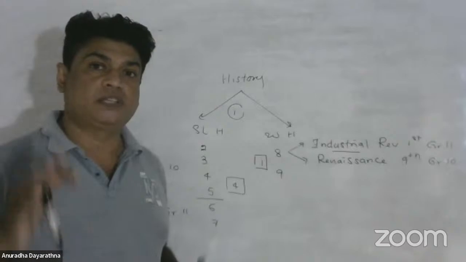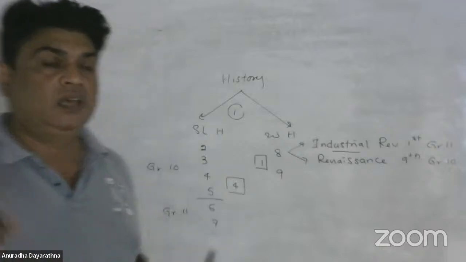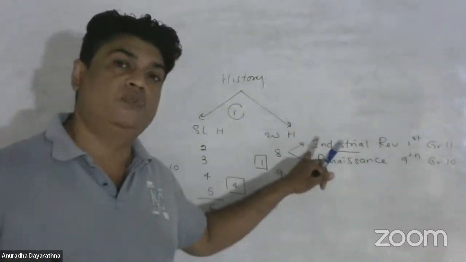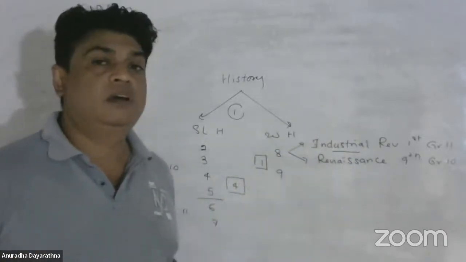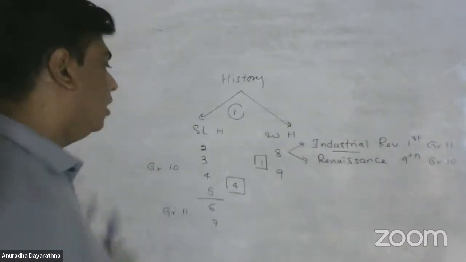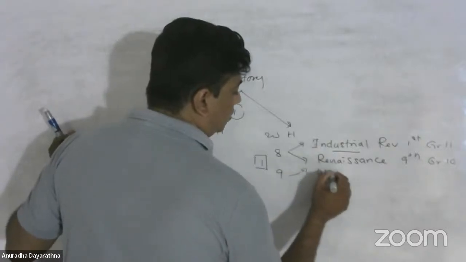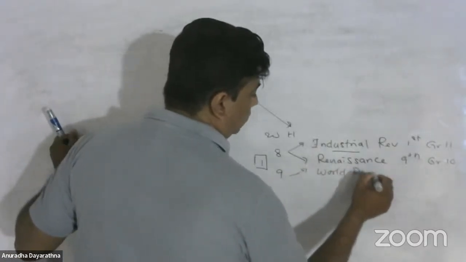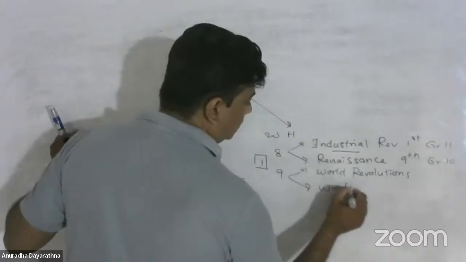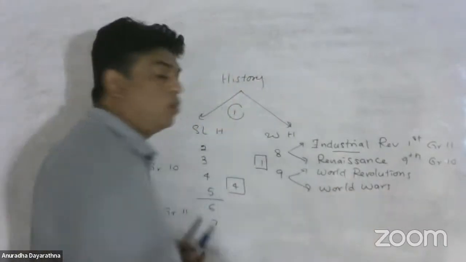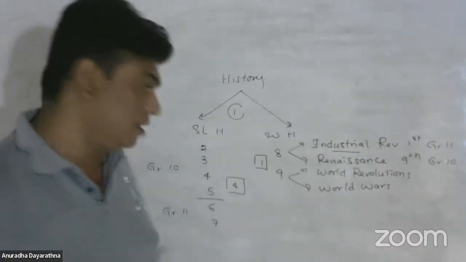We have past papers from 2016. Out of these papers, we know that nearly 4 or 5 times they have given a question from industrial revolution. Very rarely they have given a question from Renaissance. The 9th question is given from grade 11, world revolutions or world wars, or sometimes from both of the lessons. We know world revolutions and world wars are lessons from grade 11.